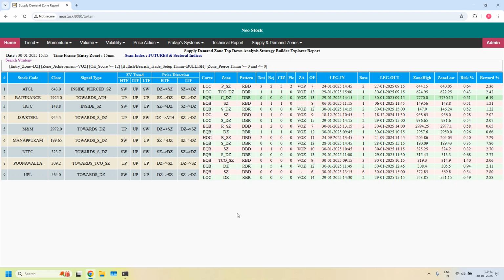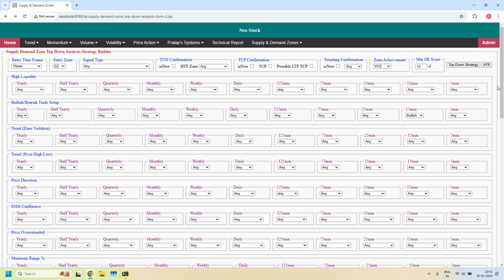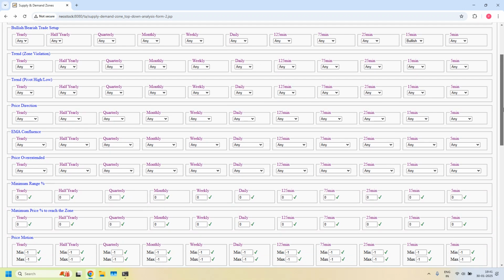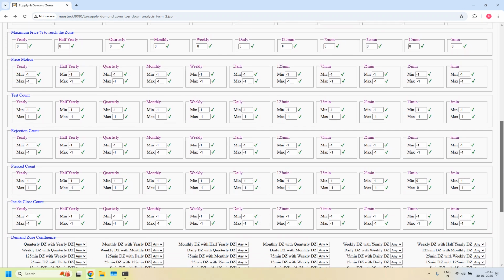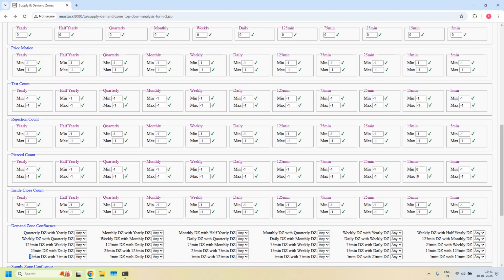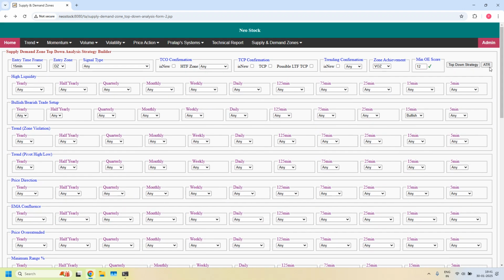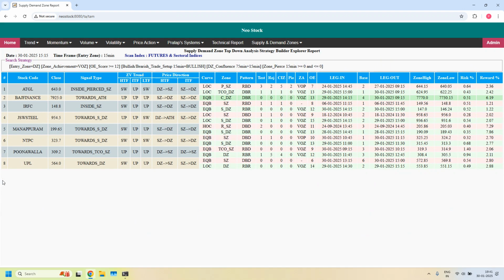Out of these 9, again we can further filter based on the zone confluence. So first filter is LTF and ITF demand zone confluence. That is 15 minutes and 75 minutes demand zone confluence. I enable the filter. With this filter, from 9 the list has come down to 8 stocks. That means in all these 8 stocks, these 15 minutes demand zones are overlapped with the 75 minutes demand zone.